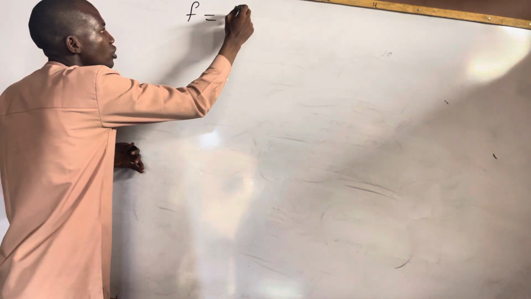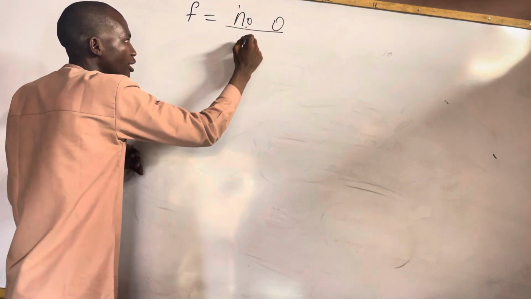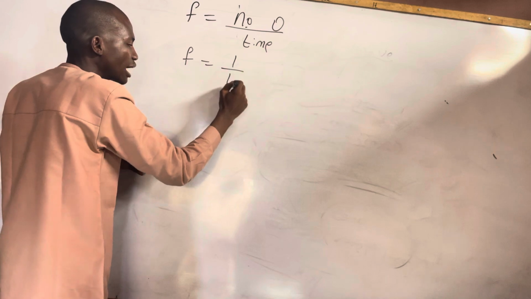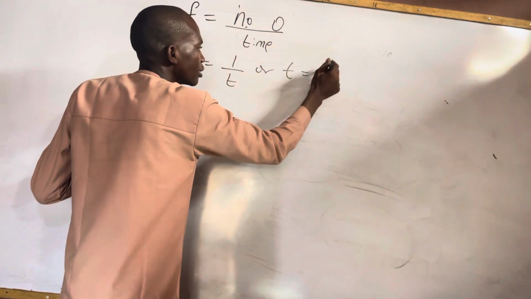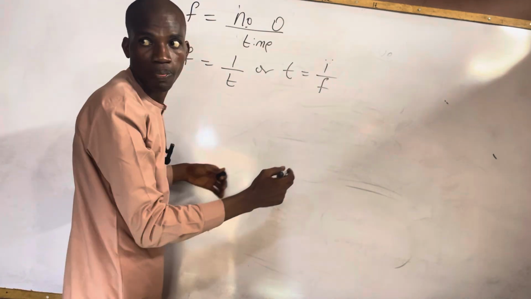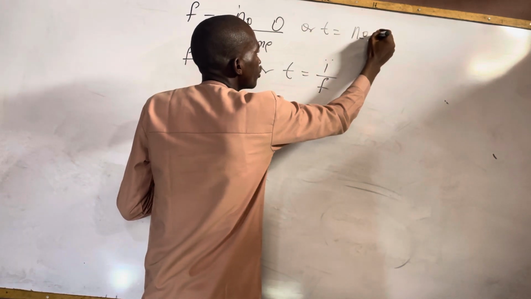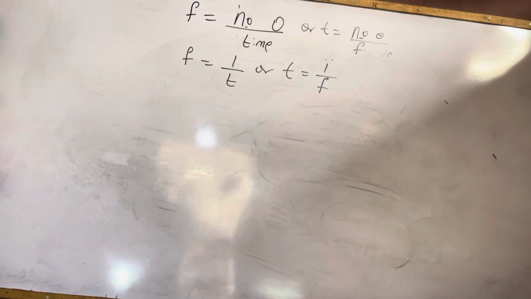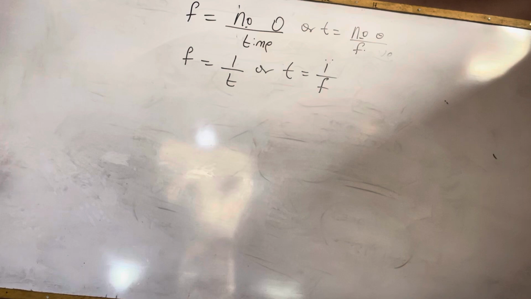Frequency is equal to number of oscillations over time. Or frequency equals 1 over time. Or time is equal to 1 over frequency. Or time equals number of oscillations over frequency. If you get a solution formula, about the same thing will happen. So now this is the formula connecting frequency and time.